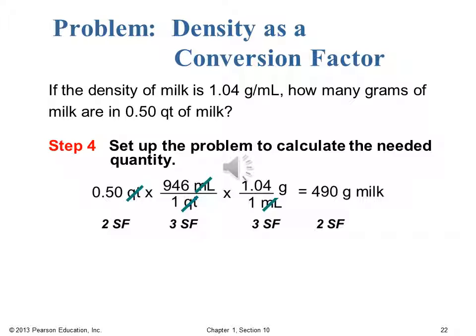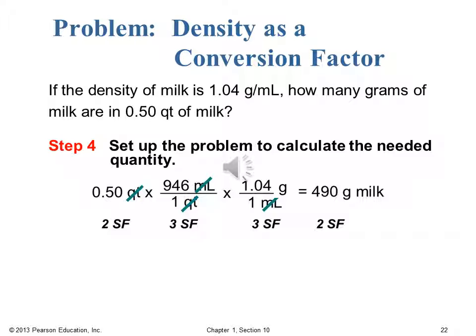And then finally, we'll multiply by 1.04 grams per 1 milliliter, the density of milk. And as we cancel units, the quarts will cancel, the milliliters will cancel, we'll be left in units of grams. And if we do our math correctly, when we multiply the 0.50 by the 946 by the 1.04, we should end up with a value of 490 grams to 2 sig figs, right?